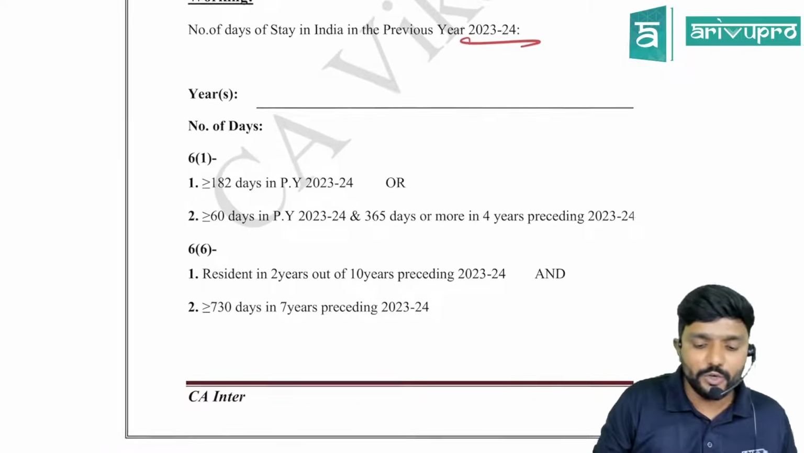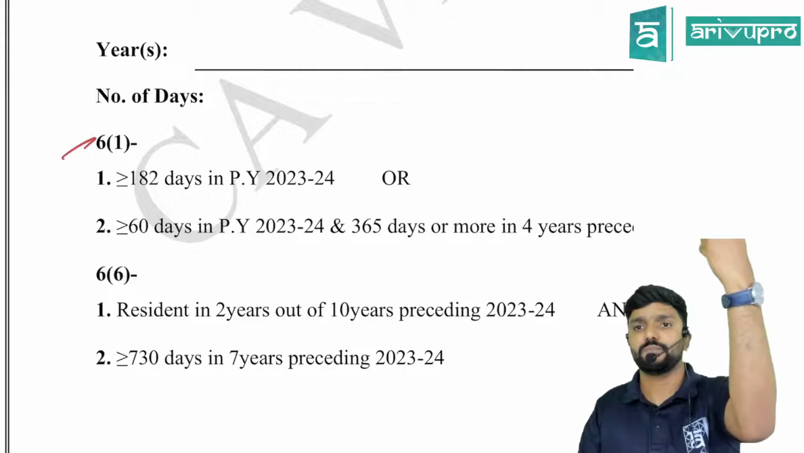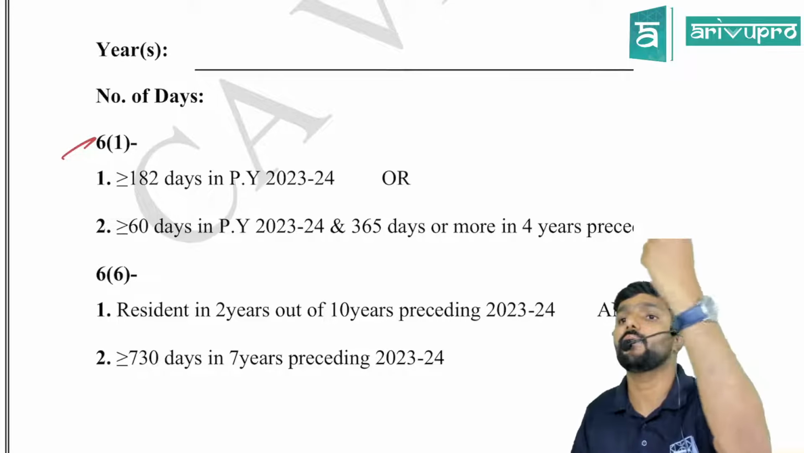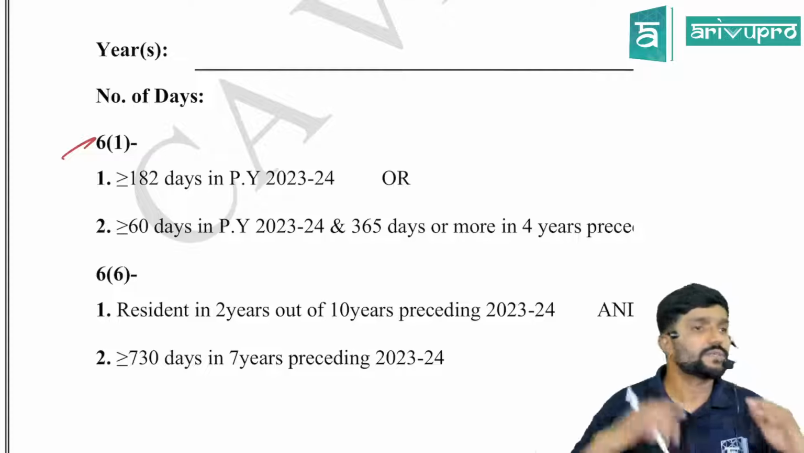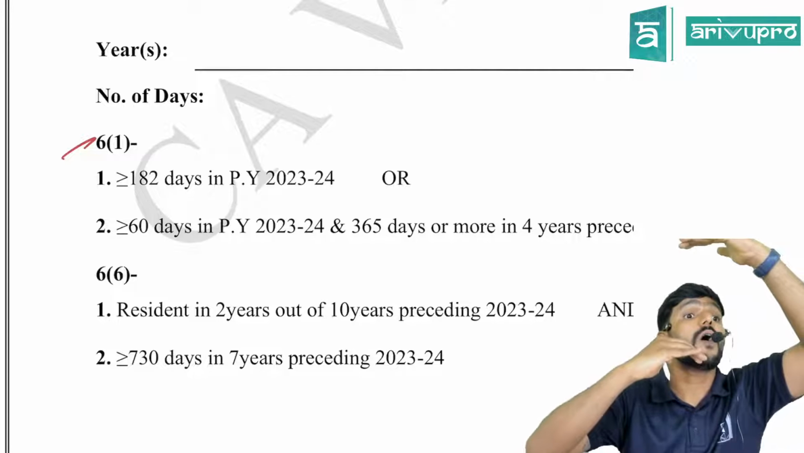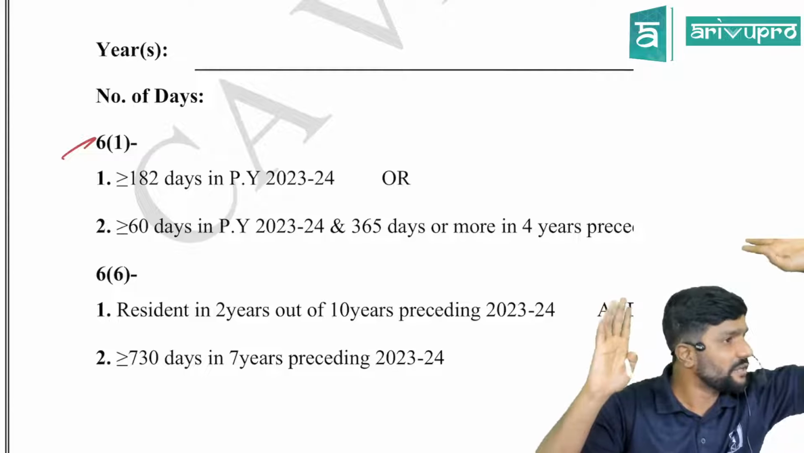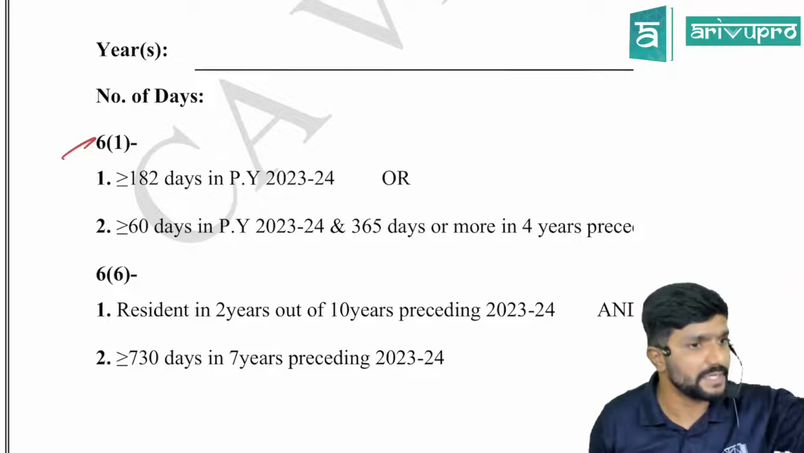Now, there are two conditions given under section 6 subsection 1. How many conditions have they given? Two conditions. Even if you satisfy one condition, you will become resident. In between the two conditions, what is there? Or is there. Or, you know, no interpretation of statutes. Or means if you satisfy any one condition, you will become resident.